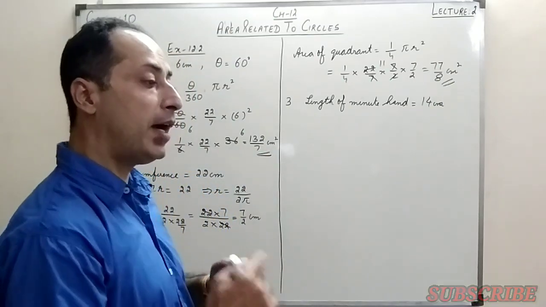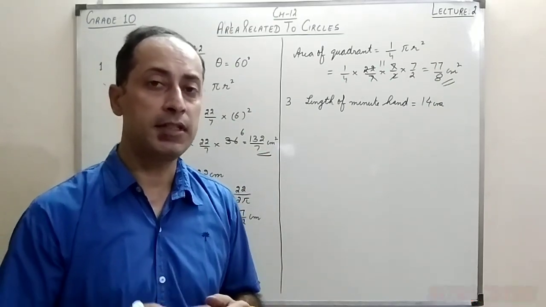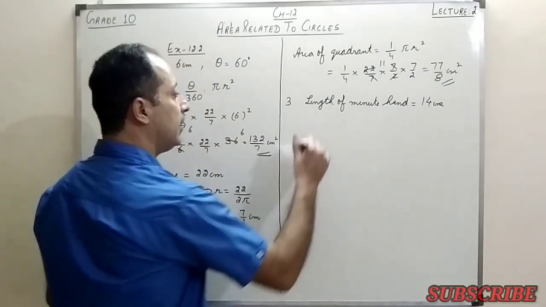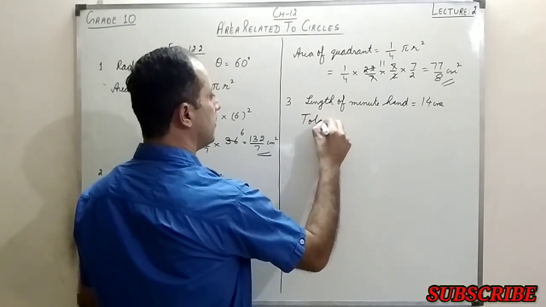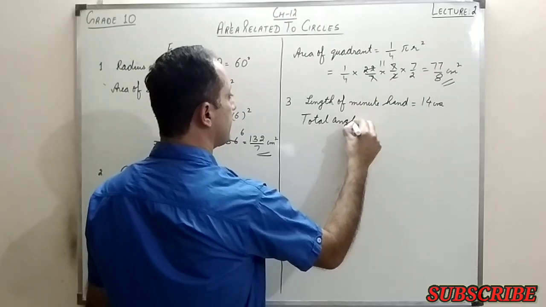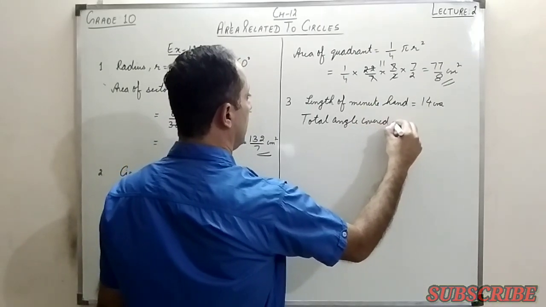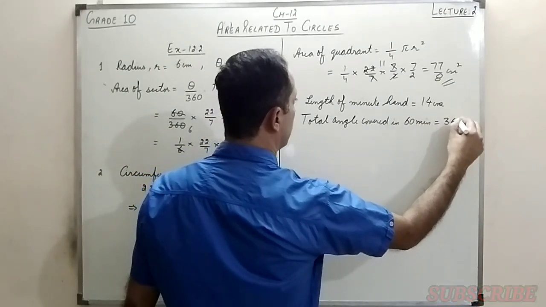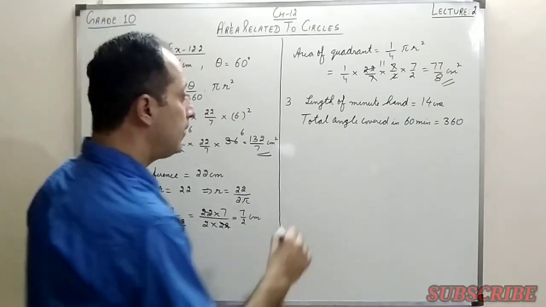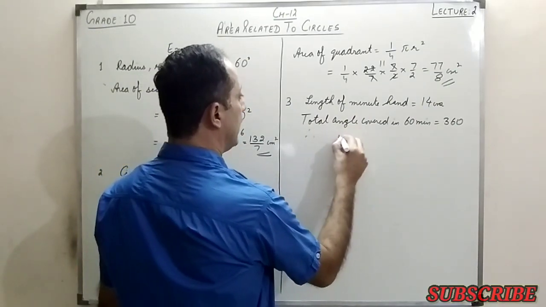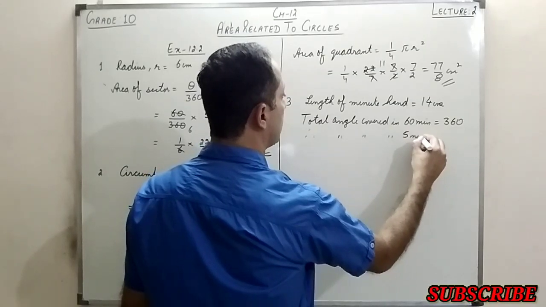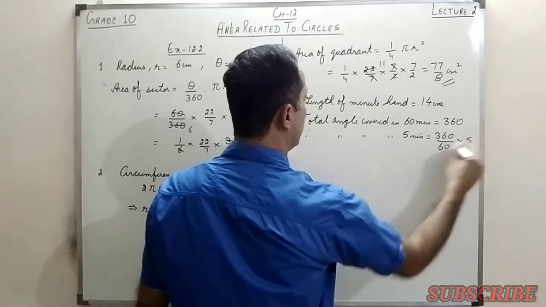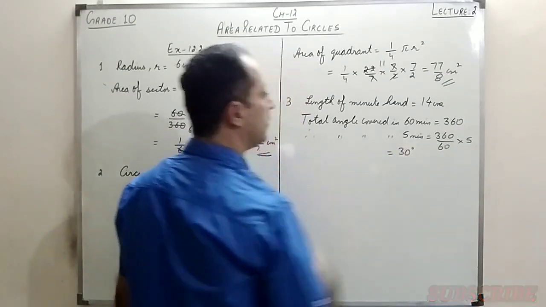Now to find how much area it covers in 5 minutes, the first step would be to find the angle it covers in 5 minutes, right? Now the total angle covered in 60 minutes is 360 degree. Therefore, the angle covered in 5 minutes would be equal to 360 upon 60 into 5, and we get it as 30 degree.